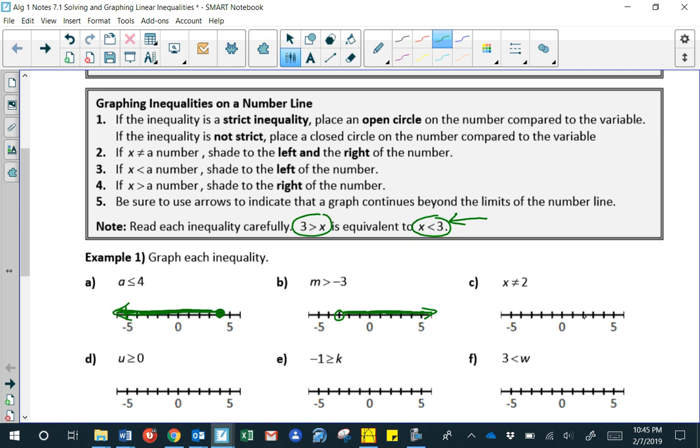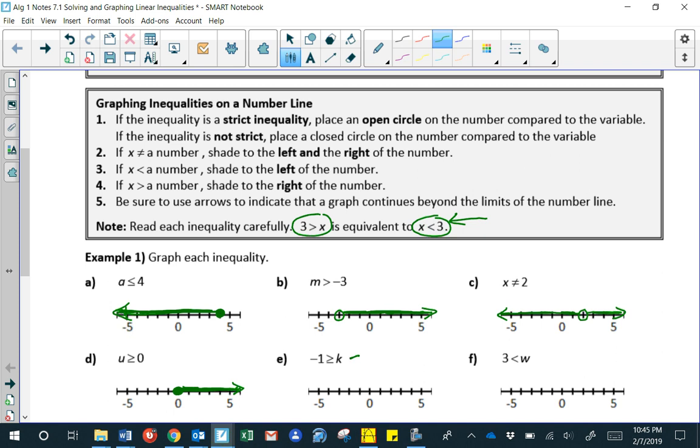X is not equal to 2. We'll place an open circle on 2, and we'll shade everywhere else on the number line that is not the number 2. U is greater than or equal to 0. Closed circle on 0. Shade to the right to indicate that U can be larger than 0.